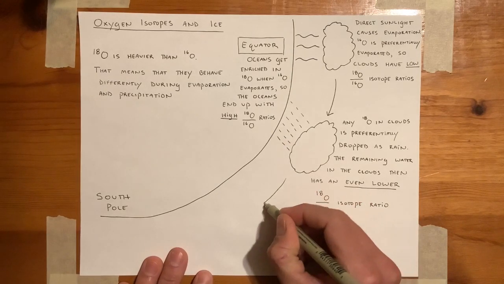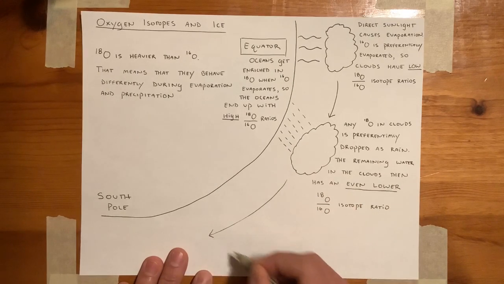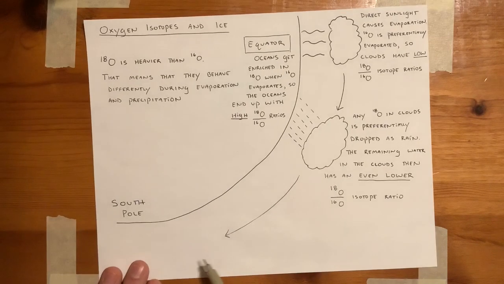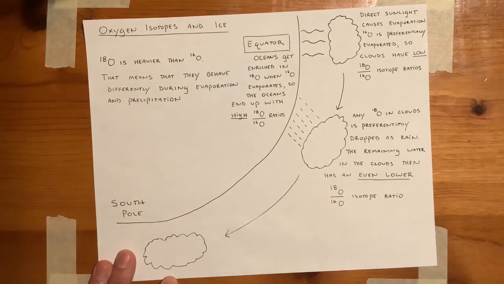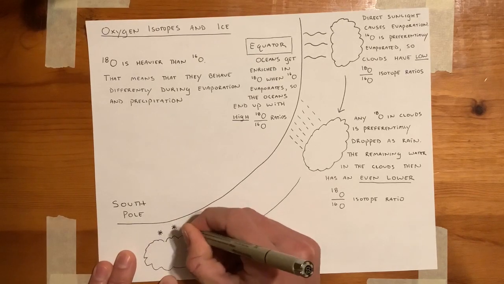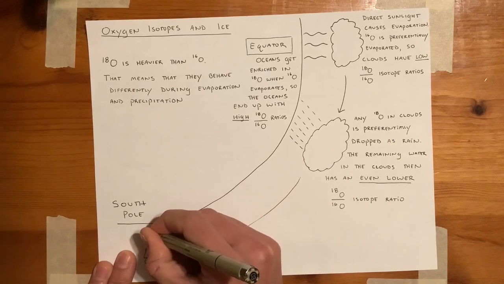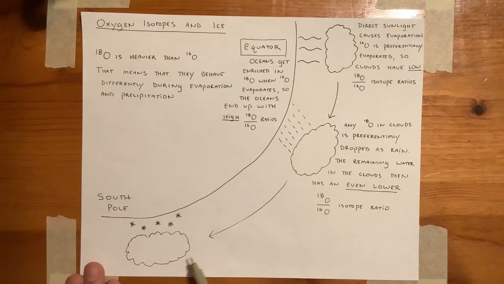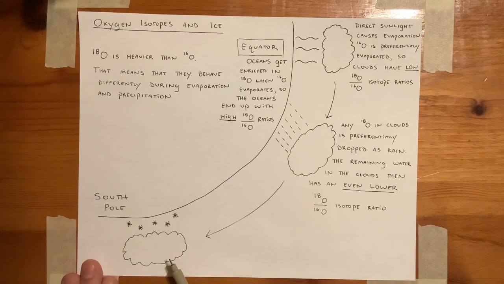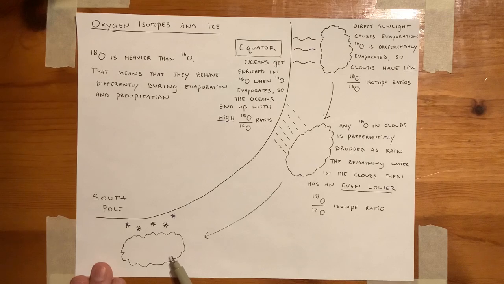So by the time clouds finally make it to the South Pole, where it's cold enough that this water vapor is going to fall not as rain, but as snow, that means that its oxygen 18 to 16 isotope ratio is really, really, really low.